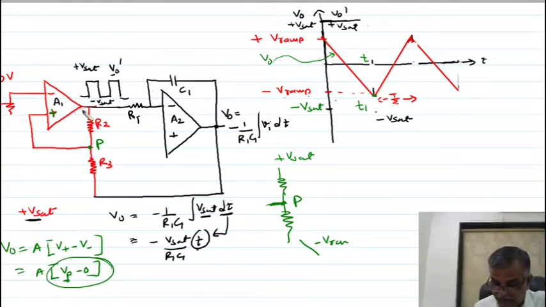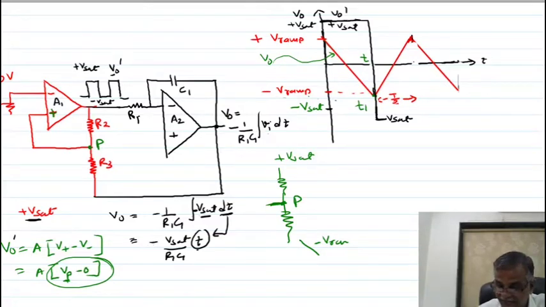So VO will be which? Actually I should write VO dash. VO dash will be negative. Immediately it becomes minus Vsat. So in this equation, this value becomes minus Vsat. This input will be minus Vsat. As this becomes minus Vsat, you will get output VO positive.